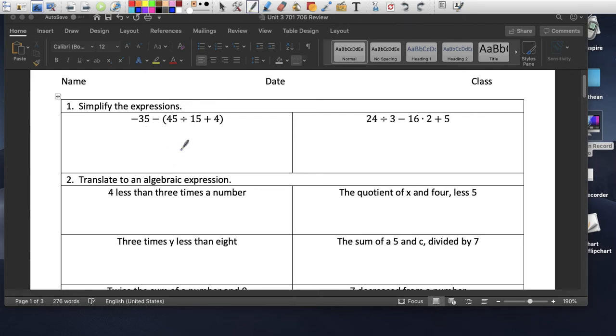So the first two questions, I don't know how you have to use a calculator, so it's really hard to get this wrong. But you still have to know order of operations.